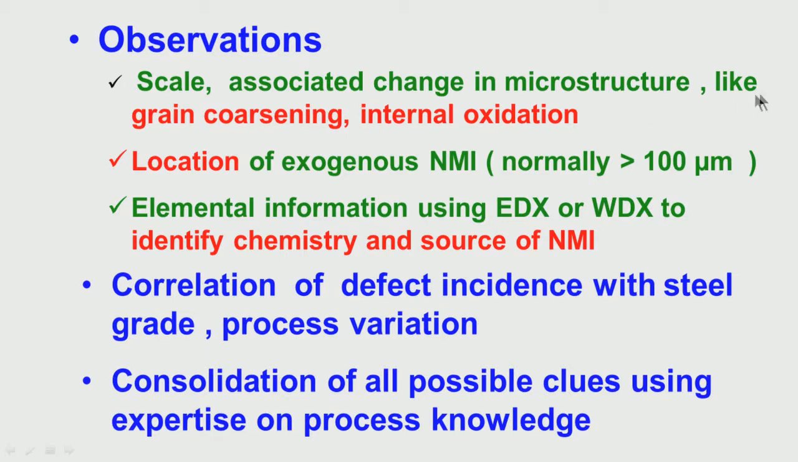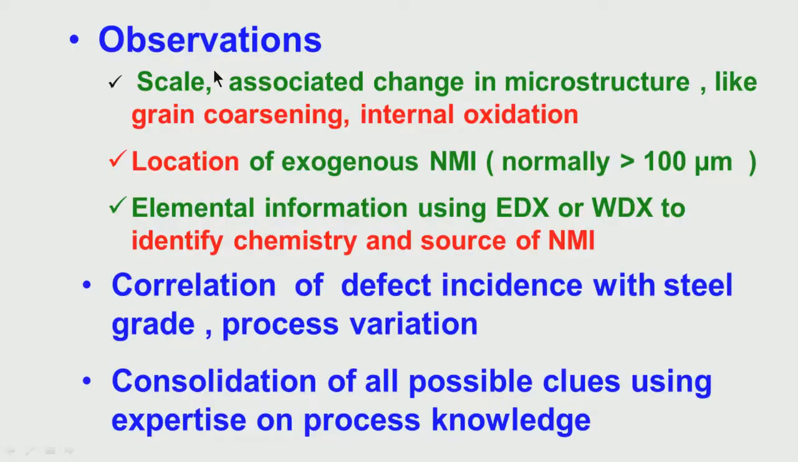See, if there is a scale, the adjacent microstructure will be different. There may be grain coarsening. Normal grain size away from the defect might be something, but near the defect you might find the grains have coarsened. Grains have coarsened means that particular area has been exposed to relatively high temperature. So why has it been exposed? That means if there was scale, there might be decarburization, so there might be internal oxidation.